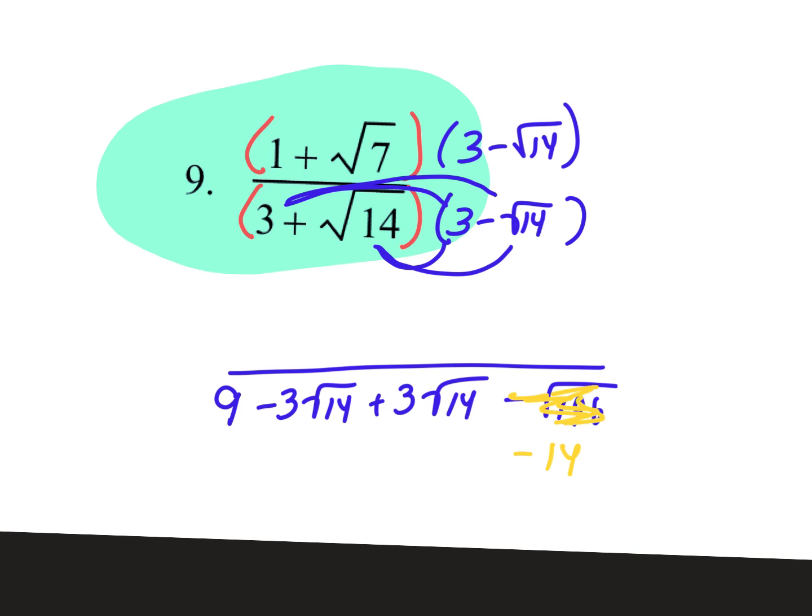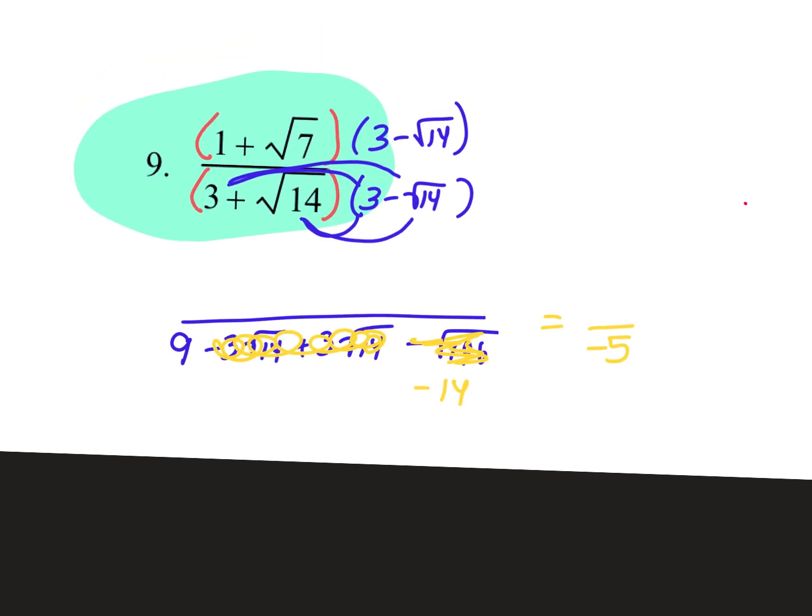What happens to my radicals in the middle? They do cancel. Isn't that what we wanted to happen? So I'm left with 9 minus 14. What's 9 minus 14? Negative 5. We wanted the radical to cancel. Did it? Yes, mission accomplished. So now let's just FOIL the top. What's 1 times 3? 3. 1 times negative root 14 is minus the square root of 14.